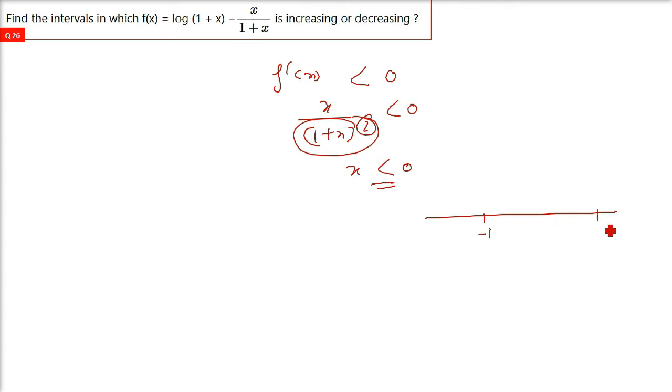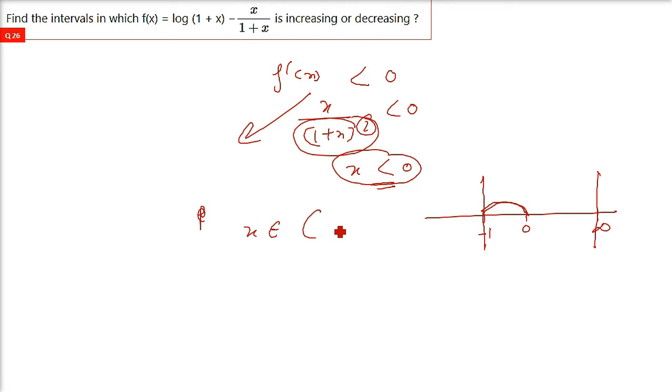I told you the domain was negative 1 to infinity, because 1 plus x cannot be an invalid value in x by 1 plus x. So it is saying x less than 0. So the domain is -1 to 0. This is the wall. You have to go below 0, so you can just go up to -1. So -1 to 0 is the interval in which it is decreasing. x should belong to -1 to 0 in order for the function to be decreasing. From 0 to infinity, I told you that it is actually increasing.